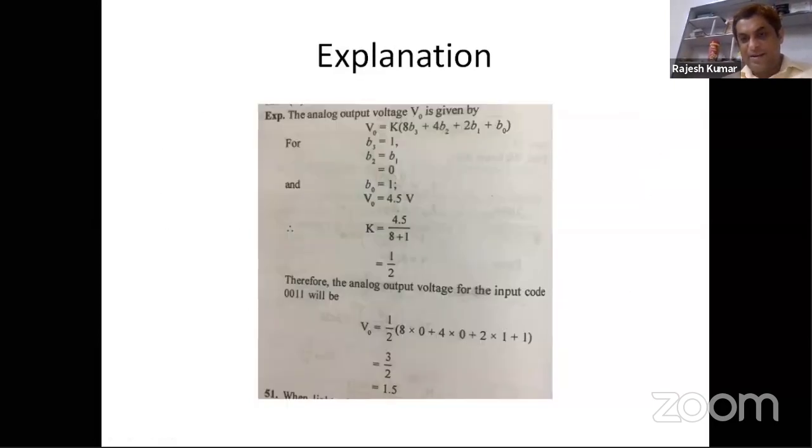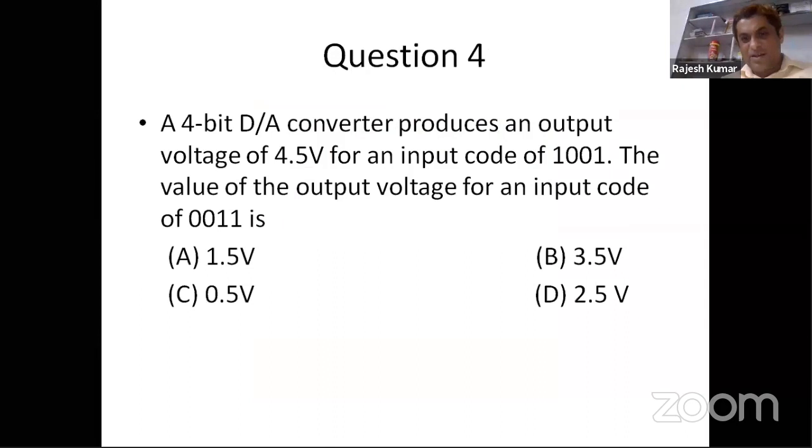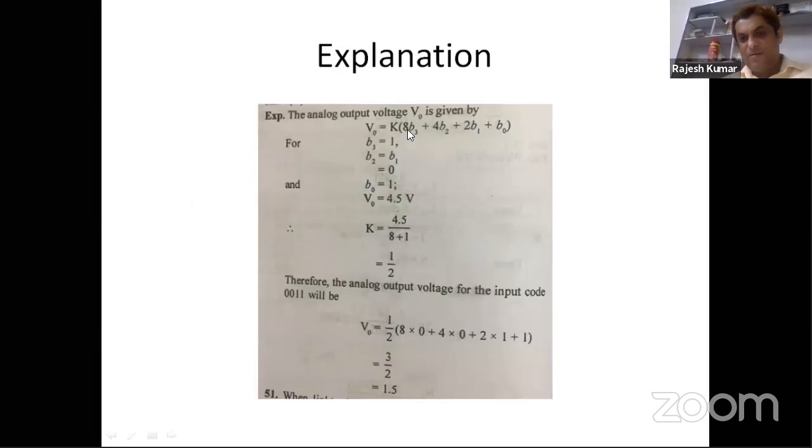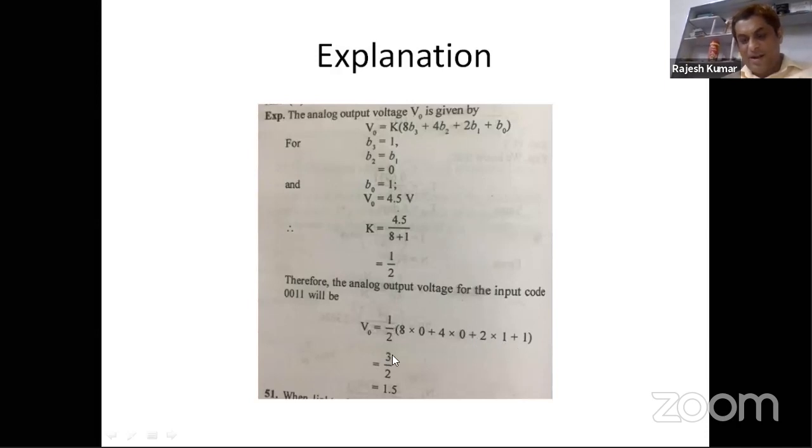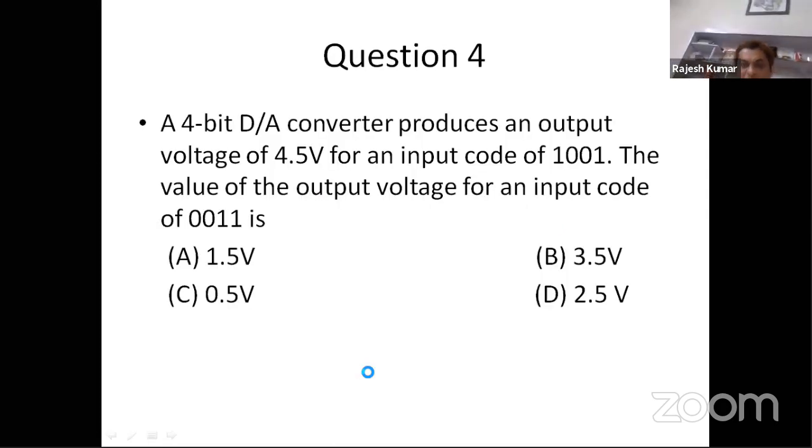Ultimately, you will get a constant from here. That will be 4.5 by 9, which is 1/2. Again, the question says you have to find the output voltage for an input code of 0011. You have to use the same formula again. Just put in the value of K as 1/2, and the input code as 0011. If you solve it, the output voltage will come out as 1.5 volt. So the output voltage in this case will be 1.5 volt, which is option A. See that the same formula has been used twice.